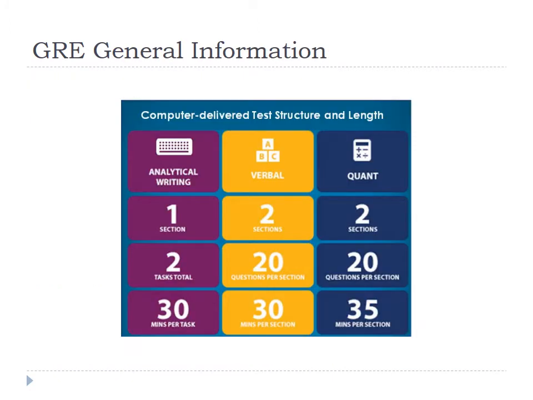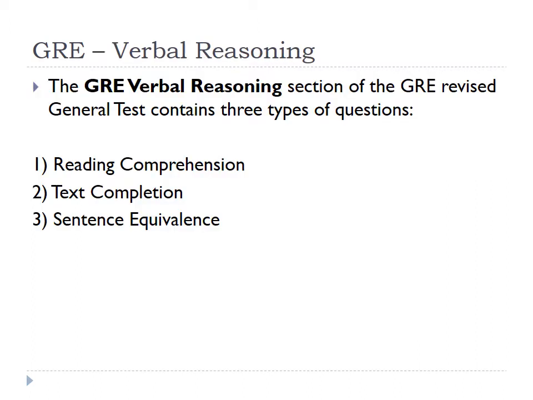Moving next into verbal. Verbal: 2 sections, 20 questions per section, 30 minutes per section. There are 3 types of verbal comprehension questions. There's reading comprehension, text completion, and sentence equivalence. Let's start first with reading comprehension.